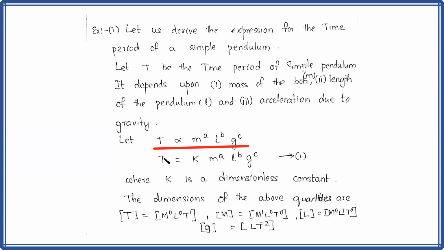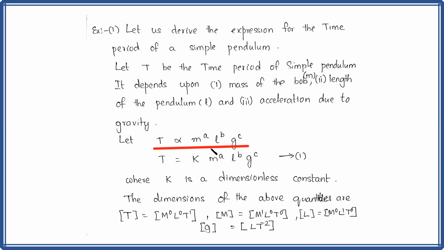Now, T is equal to some constant, which is a dimensionless quantity, times m to the power of a, l to the power of b, g to the power of c. Now, let us take the dimensions of the quantities. That is T. We all know T: M0 L0 T1. Simple time period.